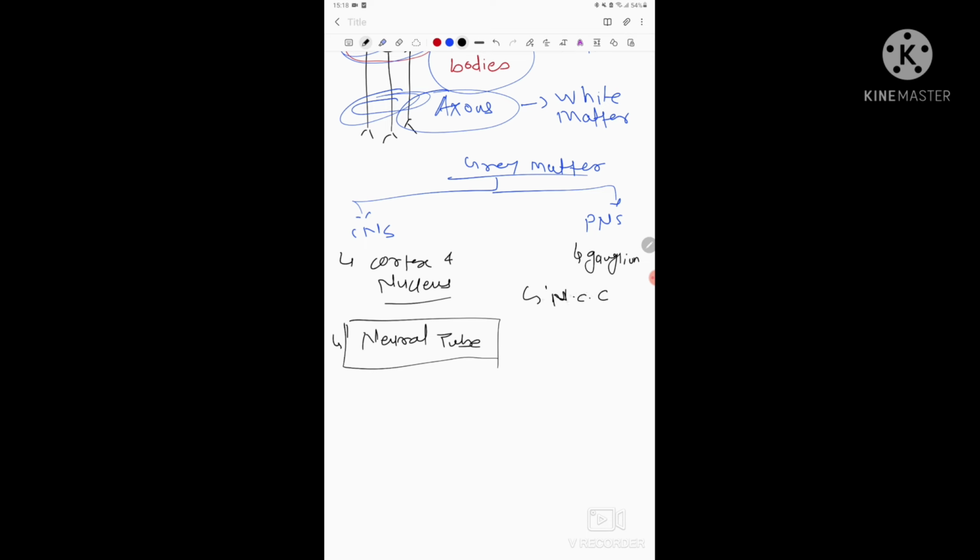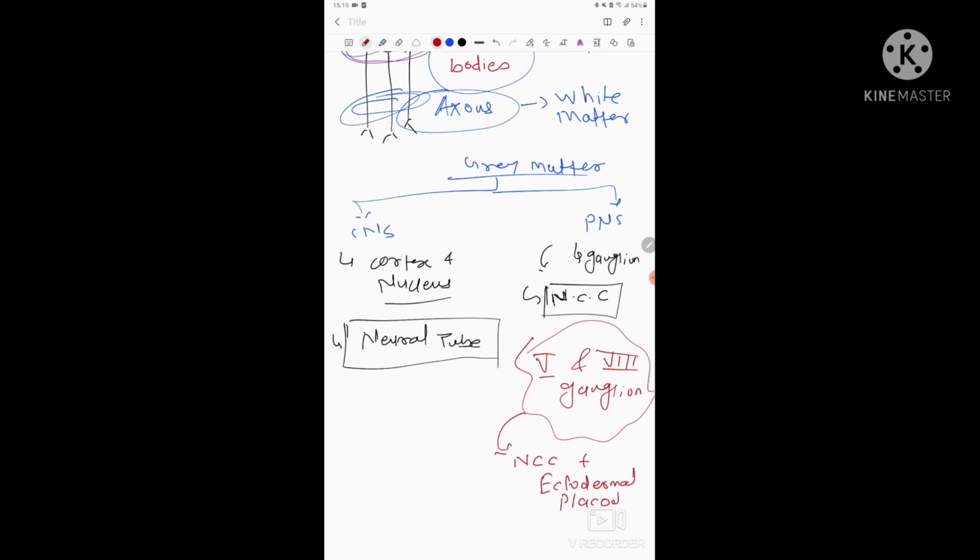Most of the secreted is derived from the neural crest cell. But there are some exceptions. We can't say exactly exception, but there are some terms, like the fifth and eighth ganglion, which is derived from the neural crest cell plus ectodermal placode. Just remember the terms.